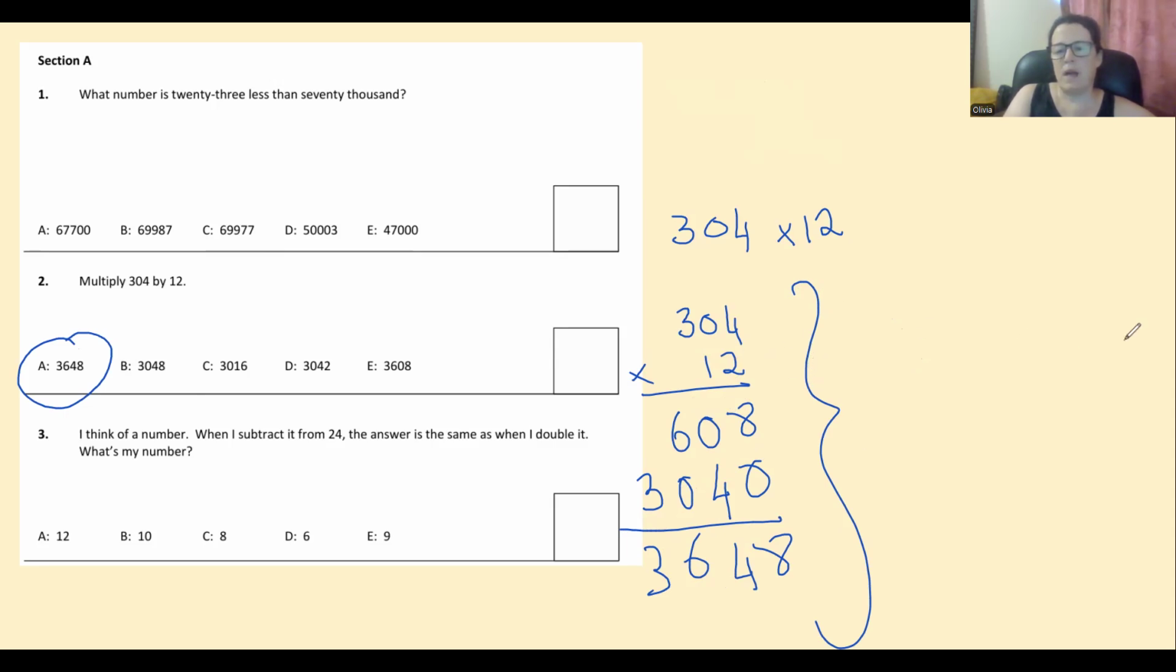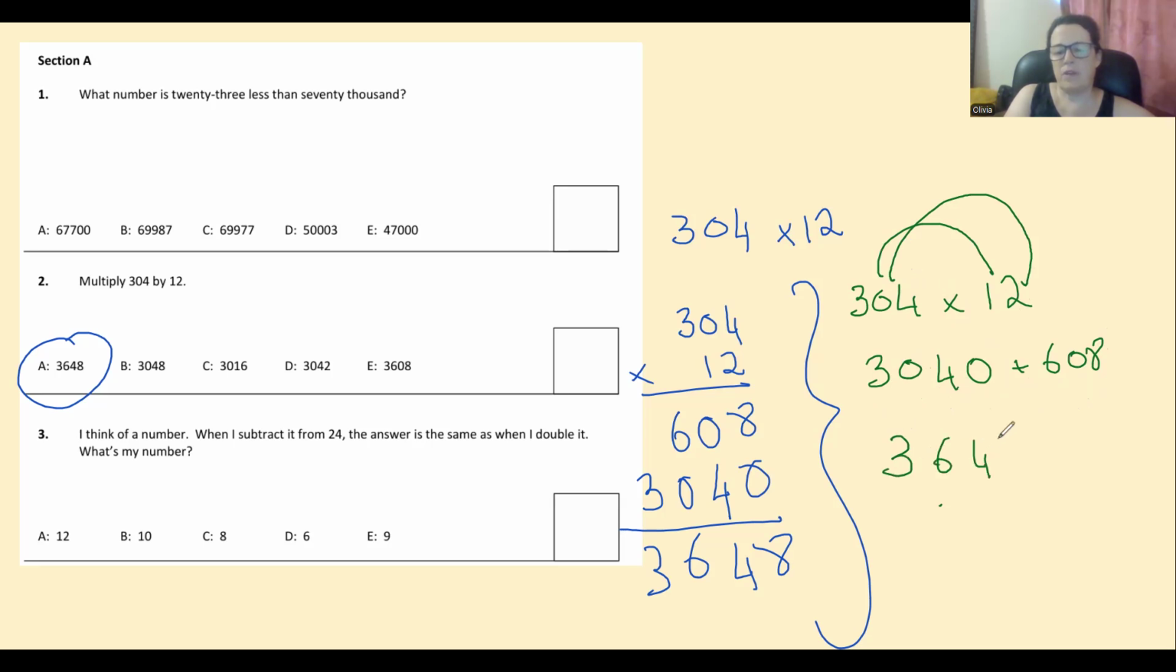Yes, there is. And that's the important thing about doing these, is to look at different strategies. So 304 times 12, well, if I do 304 times 10, I know it's going to be 3,040. Now, if I do 304 times 2, it's going to be 608. And immediately I can see if I add these together, it's going to be 3,648. So this one here might be a better strategy for you to use, because it might be quicker.